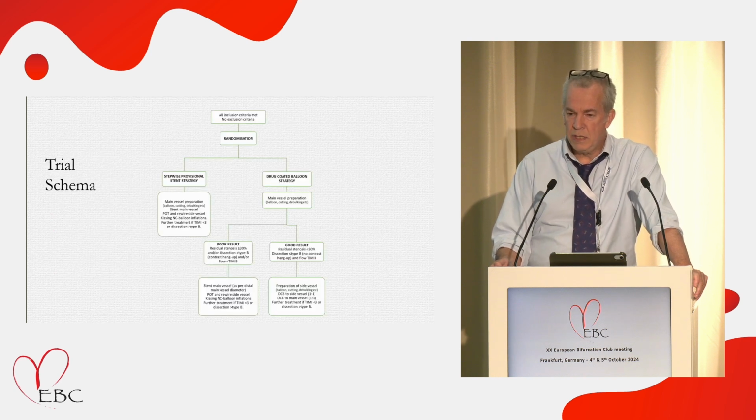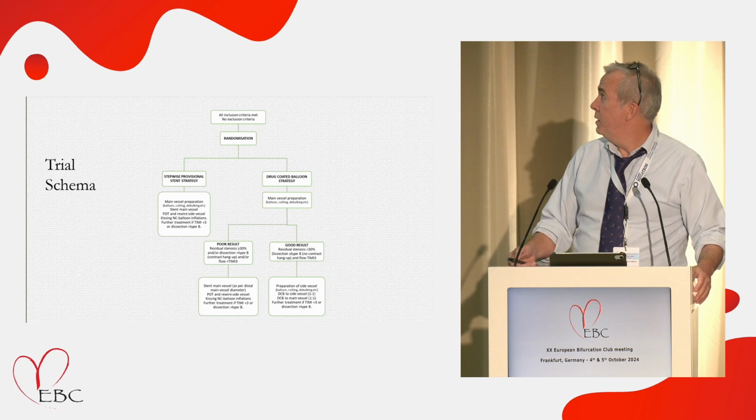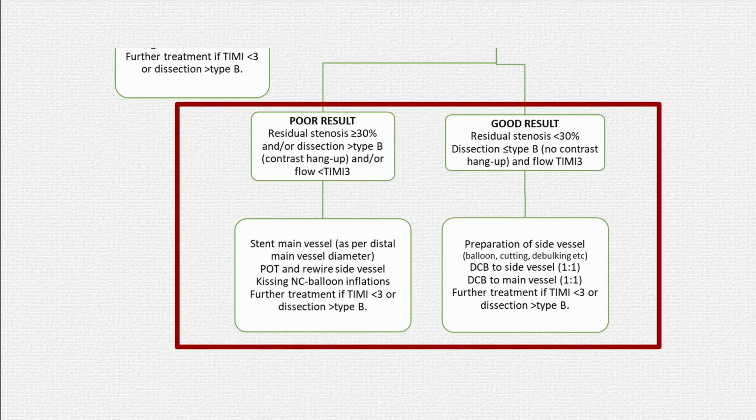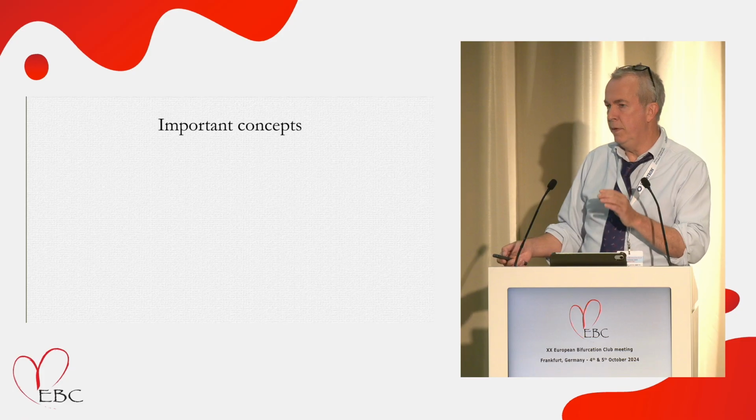Here is the trial schema. It's a little small on this page, so I've cut it into 2 bits. And as was discussed earlier, the randomization is going to be up front to avoid people perhaps doing timid predilatation and then allowing the patient into the study. So the randomization is completely up front. The stepwise strategy, I think we're all pretty familiar with, so we won't go through that too much. The drug-coated balloon strategy we will go through a little bit in a second. I'll skip this because I'm going to talk about it in this little bit and we're short of time.